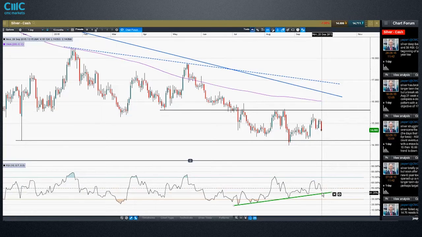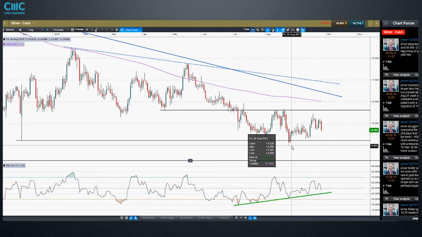Looks to me like we could still hold the rising trend line, but I'm starting to think maybe we're going to break it now, and that would suggest we're pushing down to 14 again and perhaps lower, and that's 6-year lows in silver.